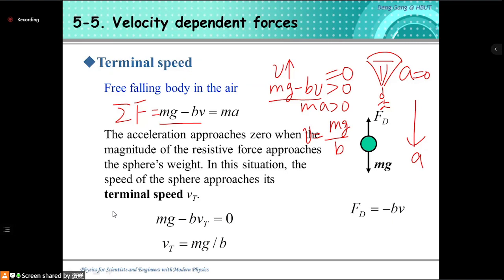So that's why when you jump from a plane, at the very beginning, you will not use the parachute, right? You just fall and your speed increases quickly. When you are close to the terminal speed, then you use your parachute, and you can reach the uniform speed very quickly, with limited height.